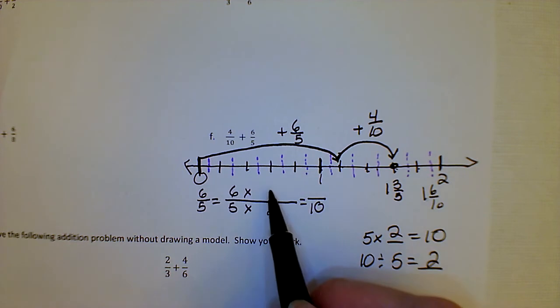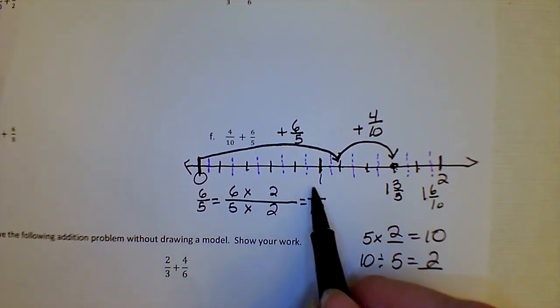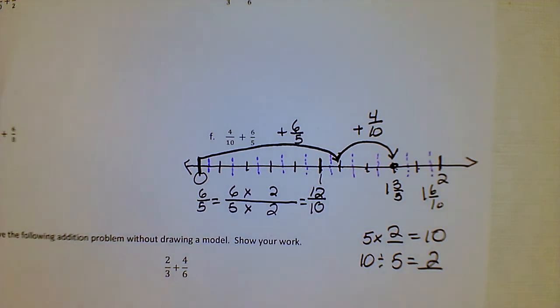And then I need to go ahead and put a 2 in my numerator, because whatever I do in the denominator, I have to do in the numerator, because that way it's like I'm just simply multiplying by 1. So now 6 times 2 gives me 12, and that gives me 12 tenths.